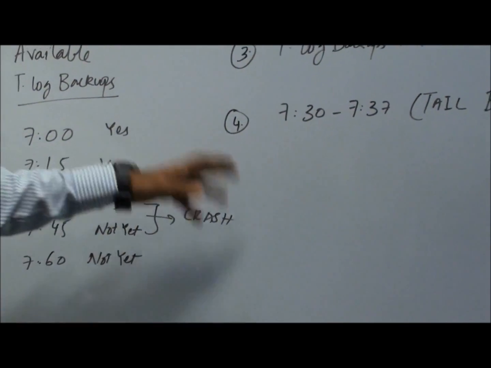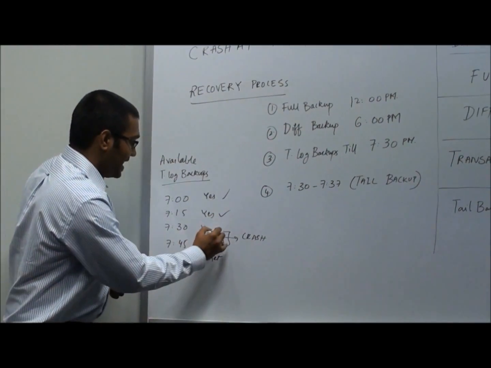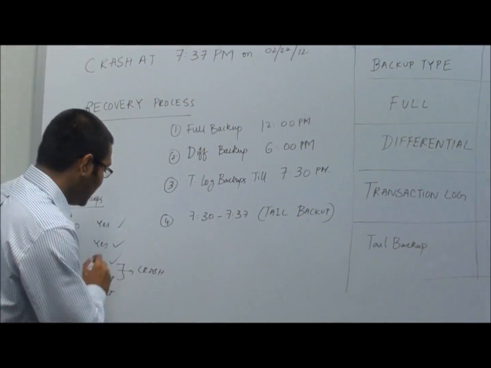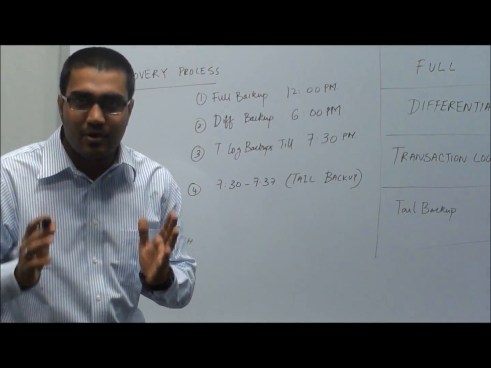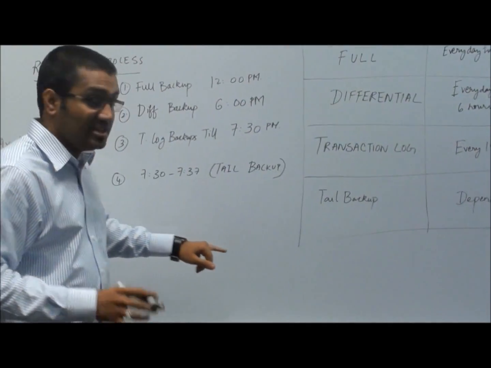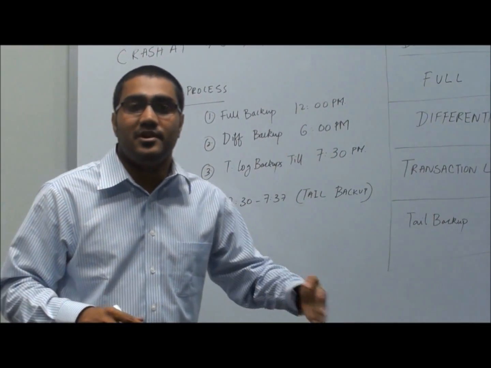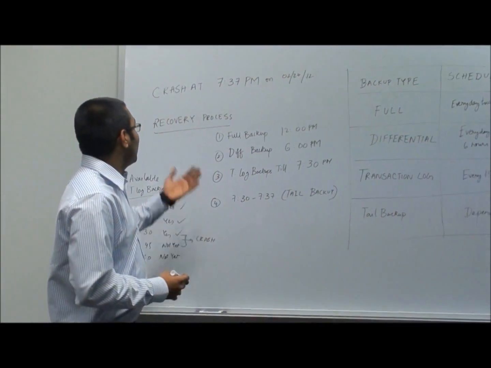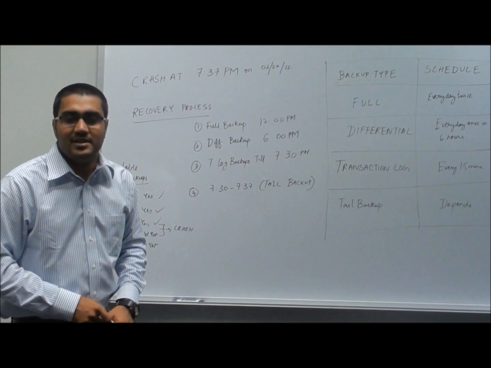So what we do, we restore the transaction log backups sequentially, first at 7 p.m. and then at 7:15 p.m. and then at 7:30 p.m. Then we are left with 7 more minutes, that is 7:30 to 7:37. Now, this backup is called the tail backup, which is a very important backup which is to be recovered. So what we do is that we restore the tail backup available and we bring the database to the most recent point of time online. So this is the process of recovery which is to be followed when a crash happens at 7:37 p.m. on so and so date. Thank you so much.